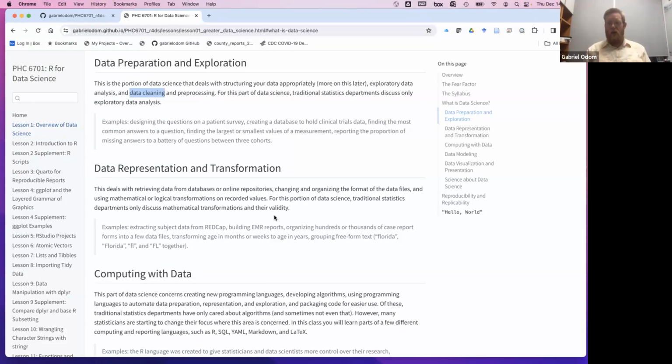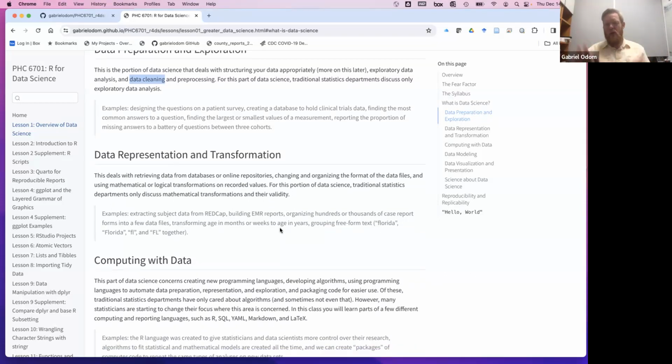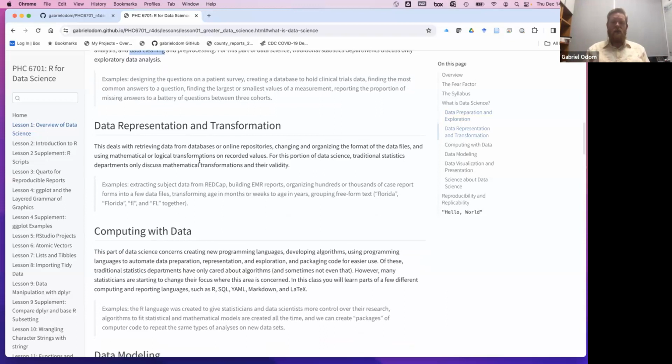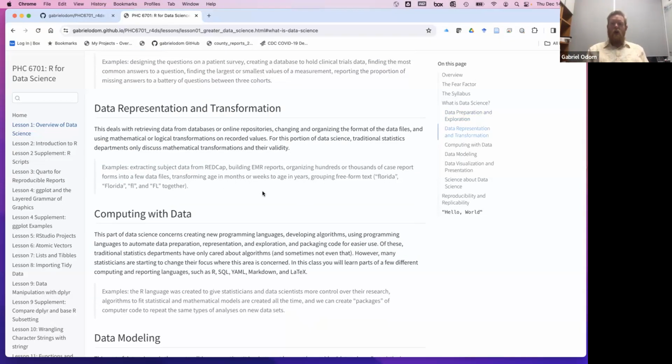One of the other, so there's 6 total. So that's number 1. Number 2, and these are not in order, but number 2, data representation and transformation. So this is all about how do we actually pull data out of a database and turn it into something that we can work with. A lot of times from the statistical perspective, we just take for granted that we can even import the data into Stata or Excel or SAS or whatever.